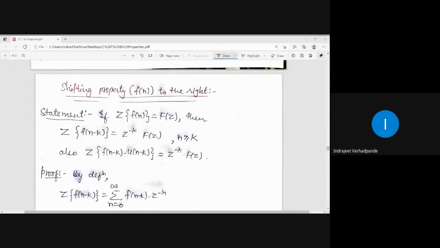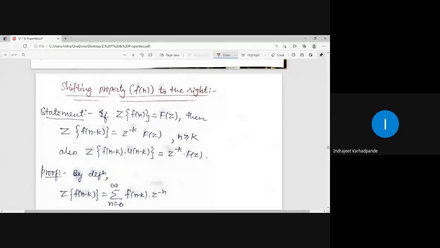Multiplication by n property and division by n property, is this clear to all? The next property we are going to talk about is the shifting property. Shifting property is also to be discussed in two parts: shifting property to the left and shifting property to the right, just like multiplication by n and division by n. So initially we talk about the shifting property to the right.